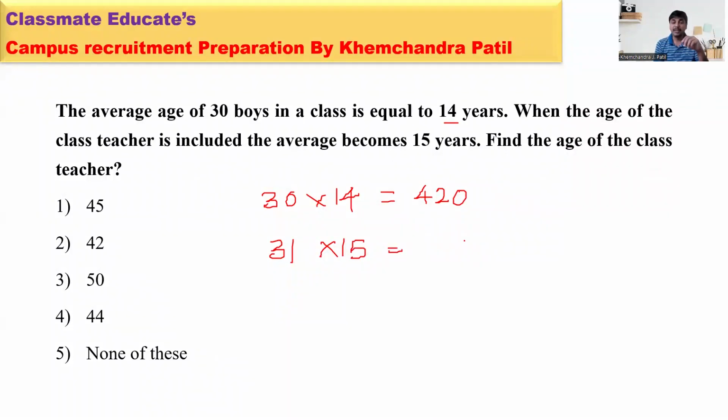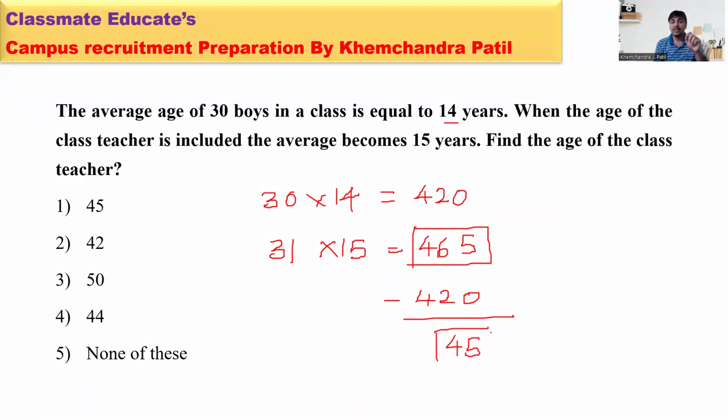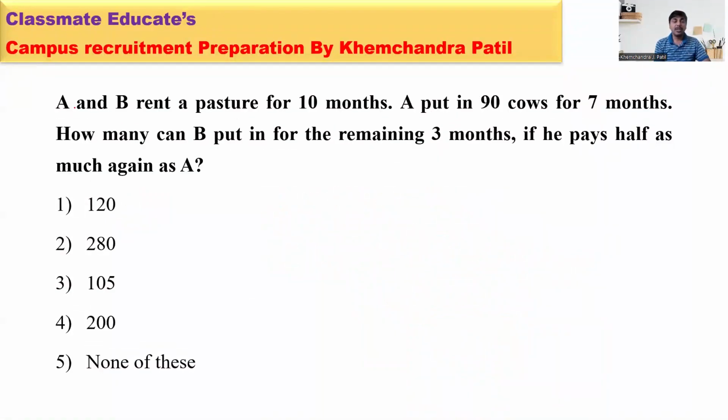So just multiply this. 15 ones are 15, carry 1, and this will be 465. Now this 465 includes the age of the class teacher. So just subtract the age of all the boys, or students, here. So you will get 45 as a leftover, which is nothing but the age of the class teacher, which is your option number one. Now, next question.